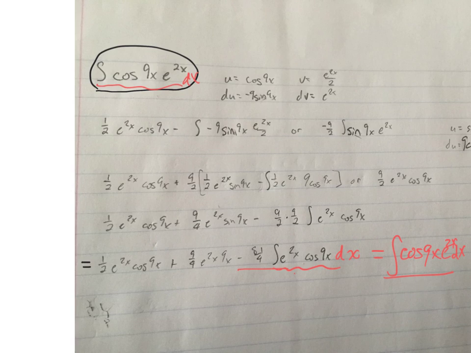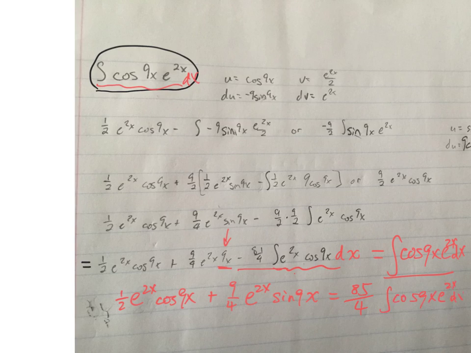So then you have 1/2 e to the 2x cosine 9x plus 9/4 e to the 2x sine of 9x. So this is going to be sine 9x equals, well, when you move this term to the other side, this becomes positive 81/4. And plus this guy, you get basically 85/4, right? Okay.